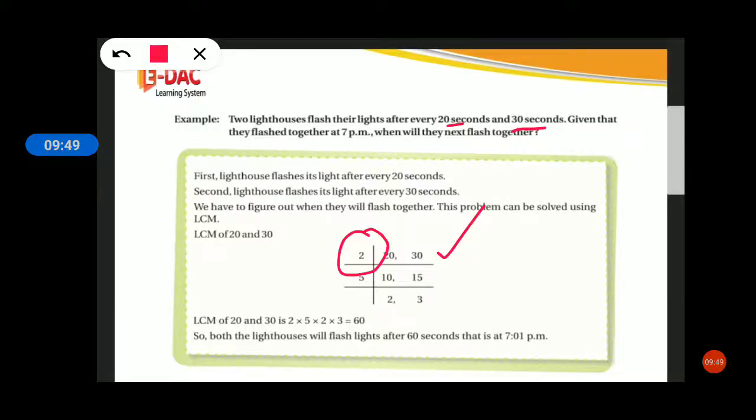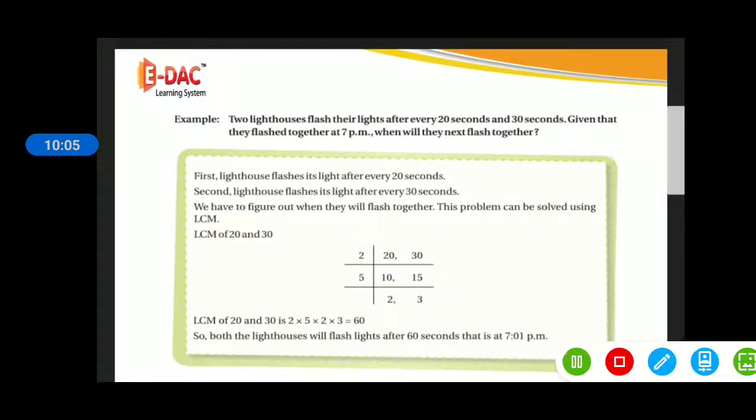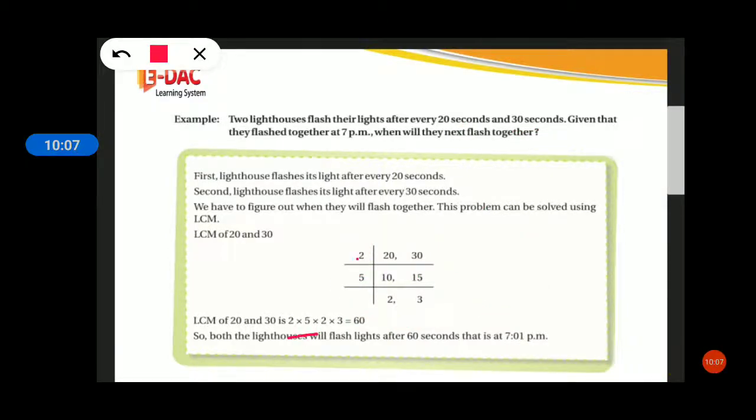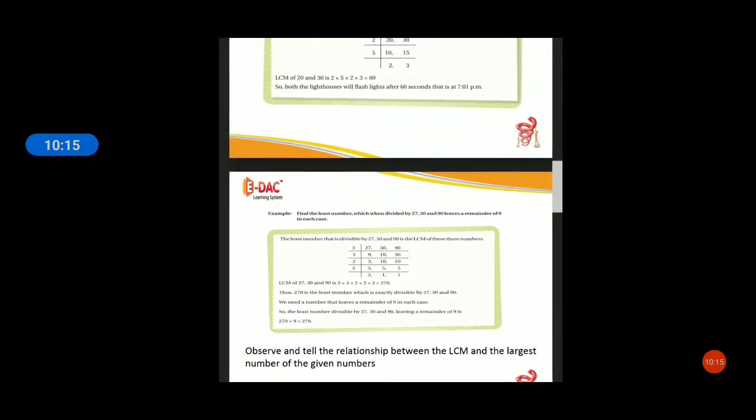In the 2 table, both 20 and 30 will go. 10 and 15 are the results. Again in the prime number 5. In the 3 table it will not go. The next is 5. In the 5 table it will go, giving 2 and 3. Now we have got prime numbers, so I have stopped here. Now we are going to multiply all of these. If you multiply, what do you get? 2 into 5 into 2 into 3, you get 60. Okay, students. So 60 seconds is the answer. The same way you need to do the other examples also.